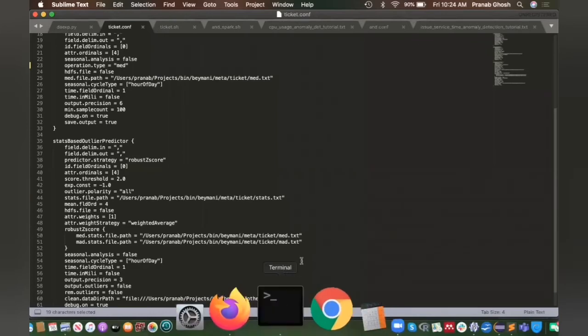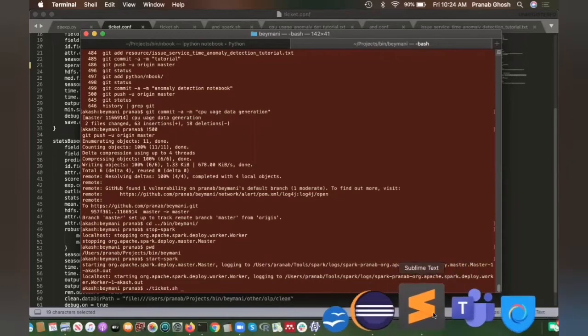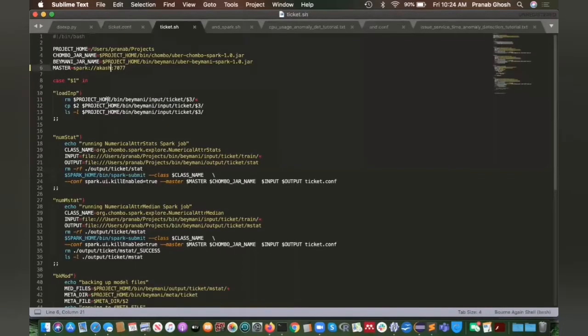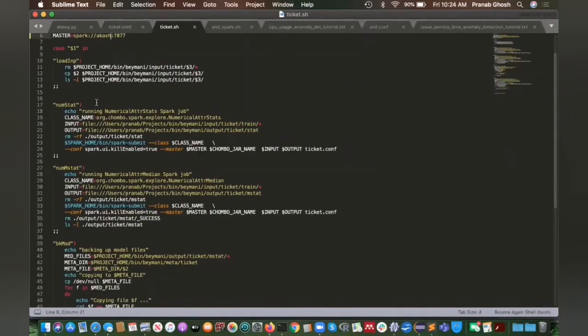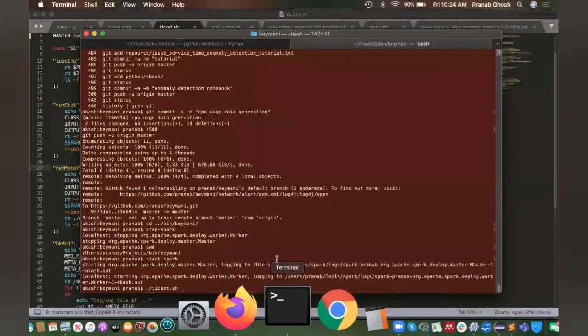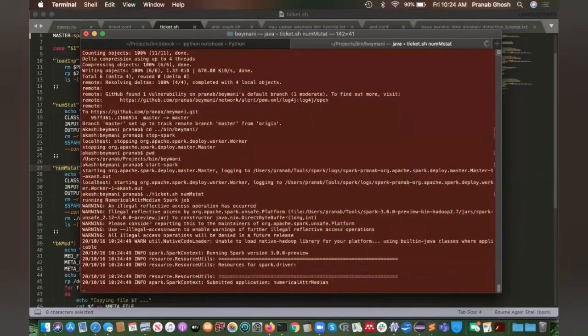So I'm going to run the Spark job now. That's the script that we just looked at. And this is the command we are going to run. It calculates the median. So it's starting the Spark job, and it calculates the median values.